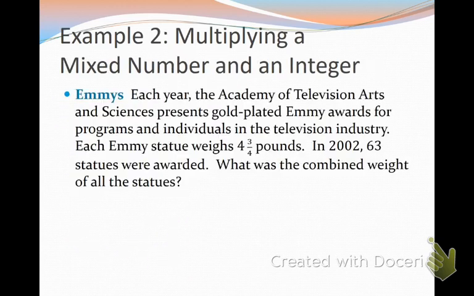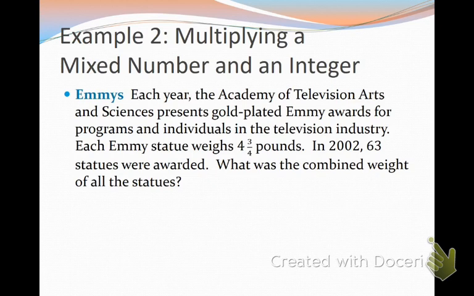Okay, now in example 2, I'm multiplying a mixed number and an integer. What's an integer? It's not necessarily a whole number, because it can be negative, and negative numbers aren't whole. But it is a number that does not have a decimal value. So it is negative 3, negative 6, 5, 8. It's just the number. It doesn't have any decimals or anything like that.